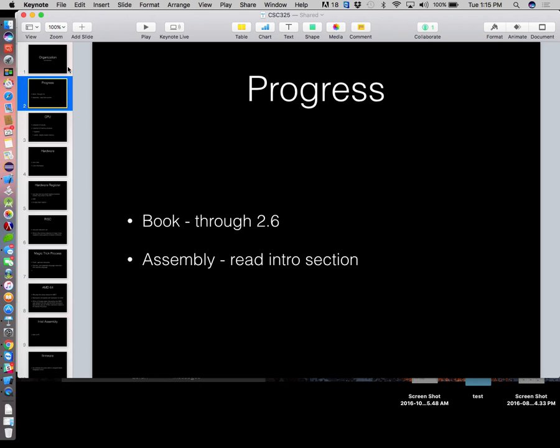Remember that my policy for exams is if you do better on the final than you do on the midterm, I'll replace your midterm grade with whatever you got on the final. So you get a get-out-of-jail-free card, but it doesn't work the other way around.